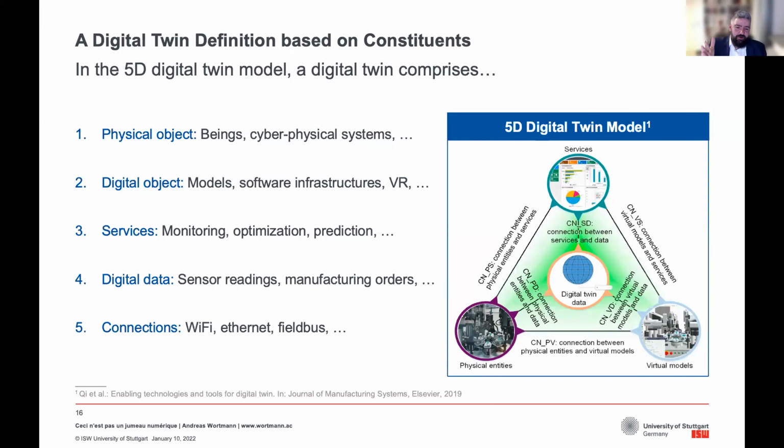Mark, this model I learned through you. There's the 5D digital twin model by Key et al. And they came up with the idea that the digital twin has services that are connected to virtual models, that are connected to data, and connected to physical entities. So this model has everything that we just debated, right?